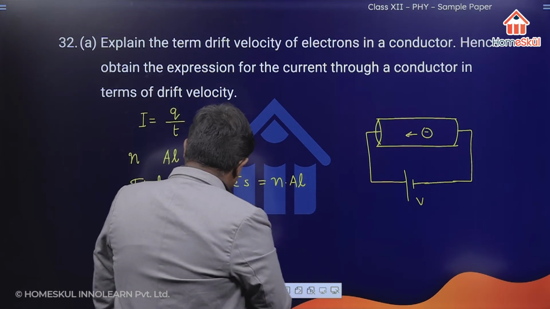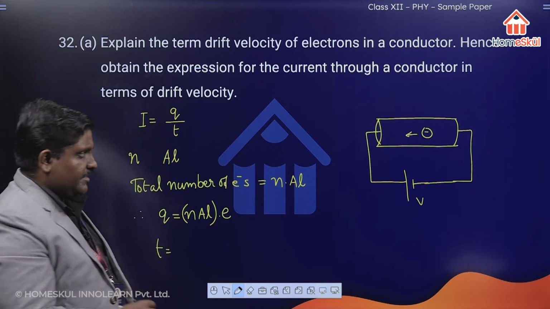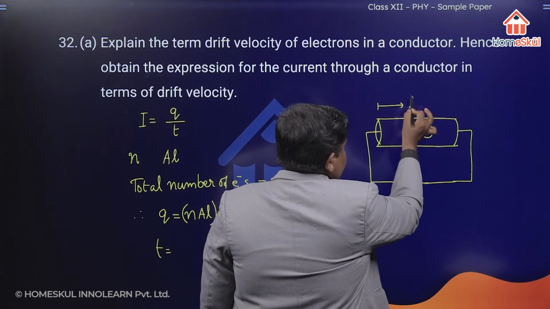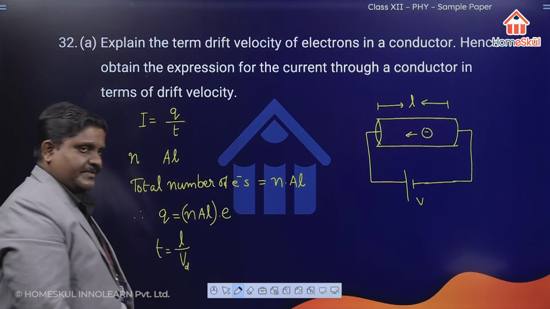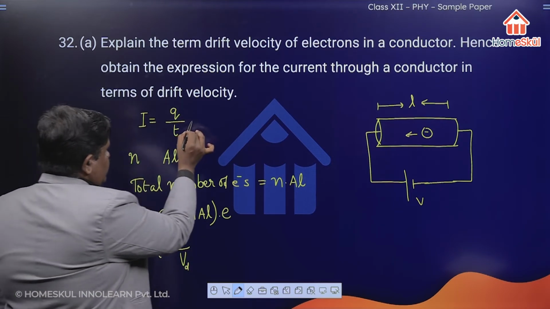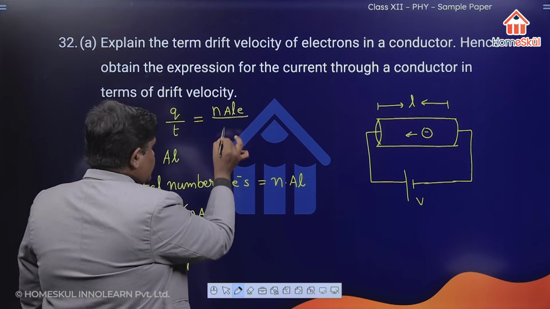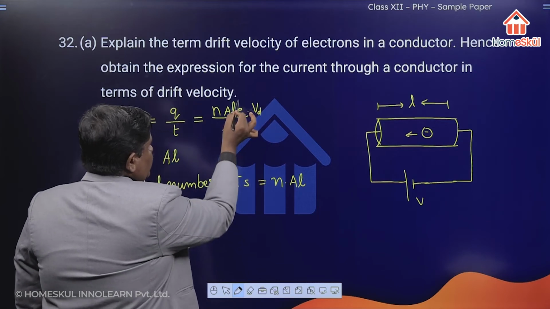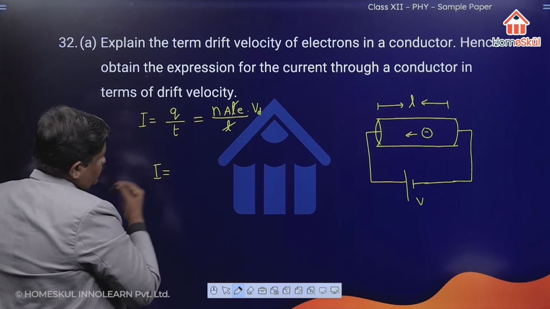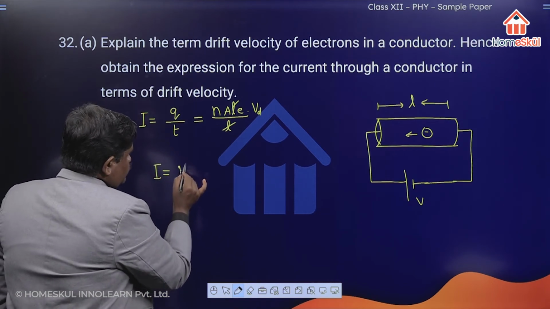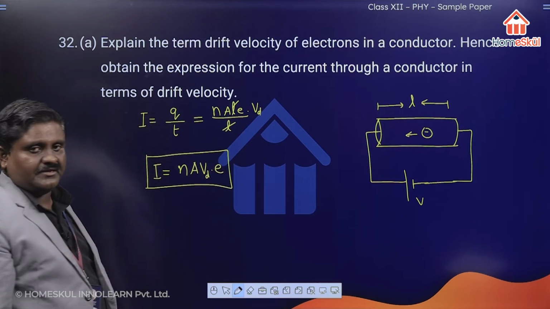Now we have to calculate the time also. Time t is equal to distance by velocity. Here the distance is the length of this conductor, we take it as l. So that is l by Vd, the drift velocity. On substituting we get I equal to nAle by l into Vd... I mean, l by Vd in the denominator. Therefore l and l get cancelled. We get the expression for current in terms of drift velocity as I is equal to nAVd e. So this is the relation.